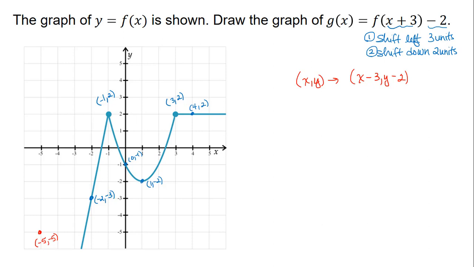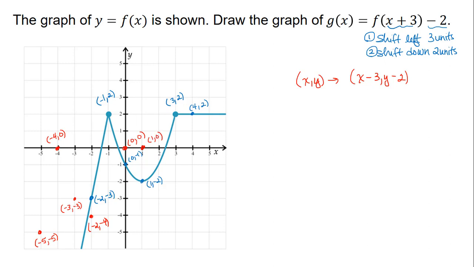-1, 2 is left 3 and down 2, takes us to -4, 0. 0, -1 goes left 3, down 2 to the point -3, -3. 1, -2, left 3, down 2 is at -2, -4. And then 3, 2, left 3, down 2 is at the origin. And 4, 2, left 3, down 2 is at 1, 0.